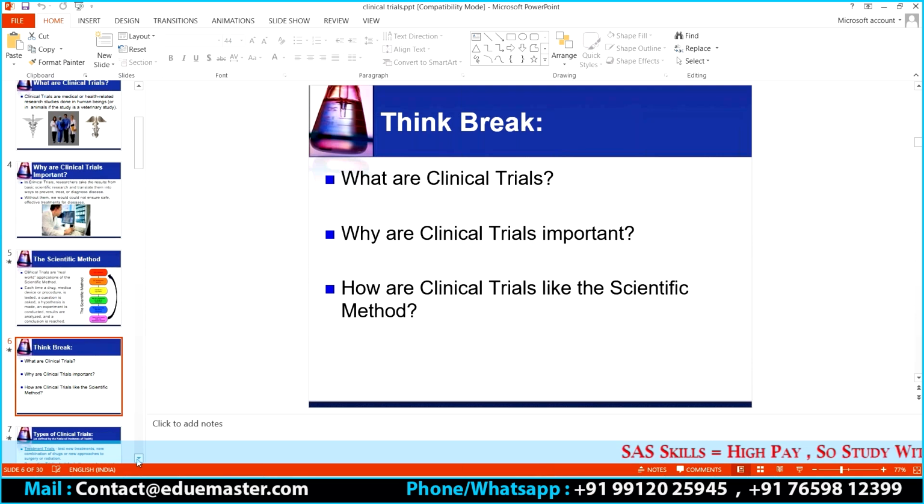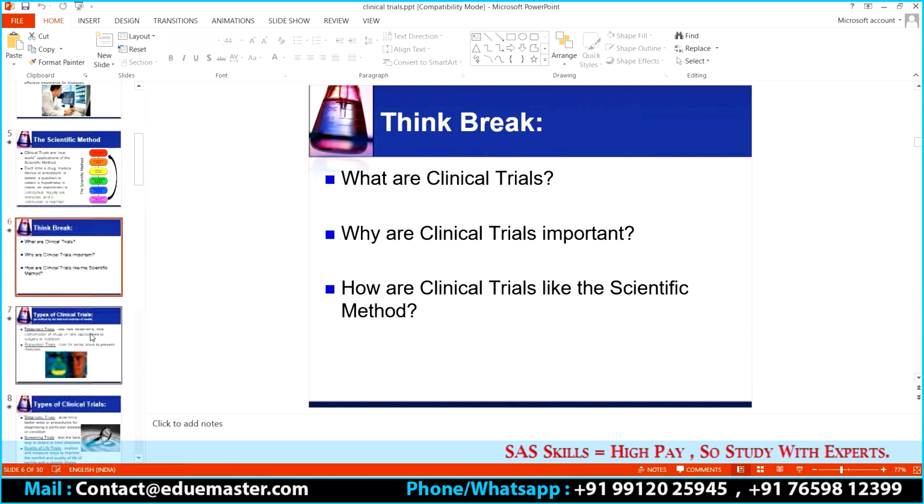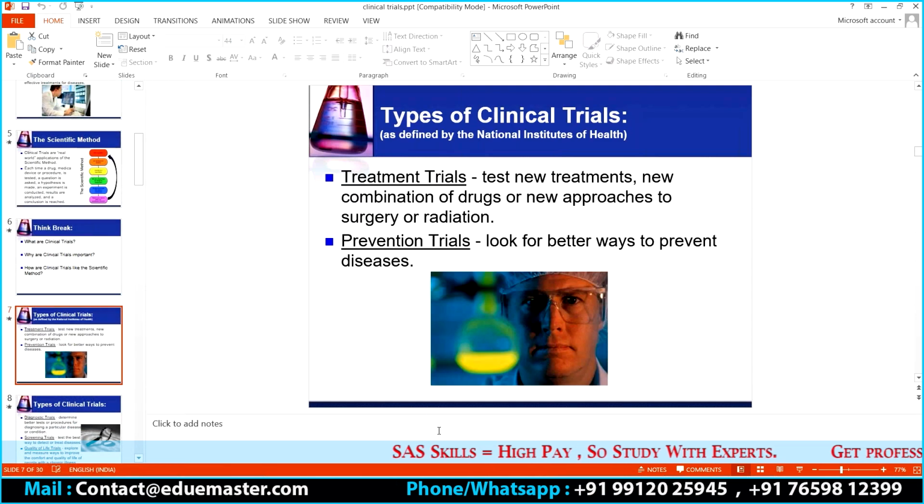Now, let's move on to the next topic, a very important one. What are the types of clinical trials, right? When I say types, someone needs to define it, right? Everyone has their own definition of what is what, correct? So someone needs to standardize it. Someone needs to mention that, hey, this is what the definition is. Everyone needs to follow it. And that someone is nothing but the National Institutes of Health.